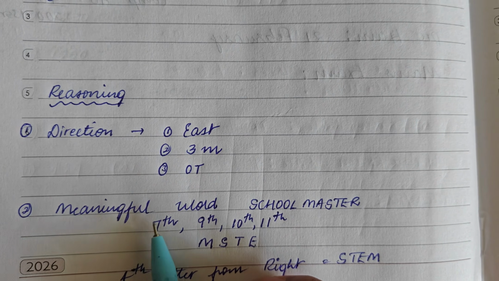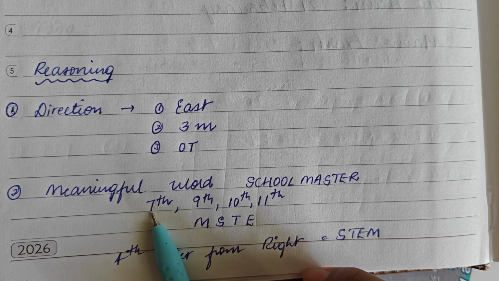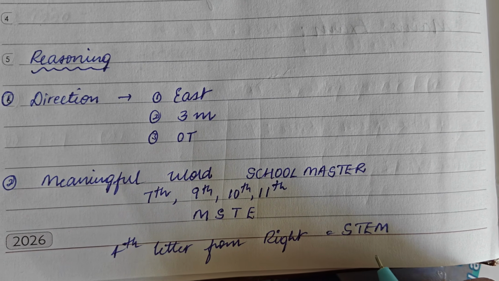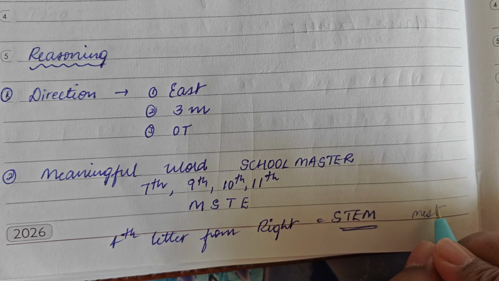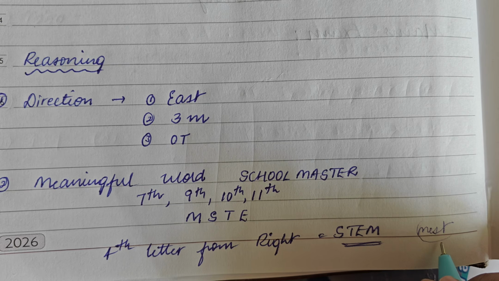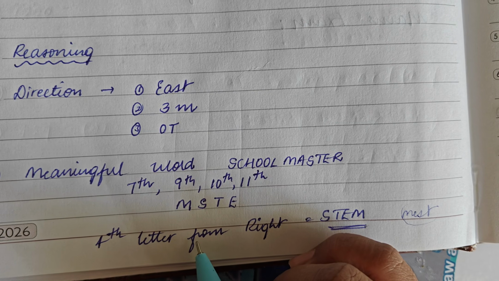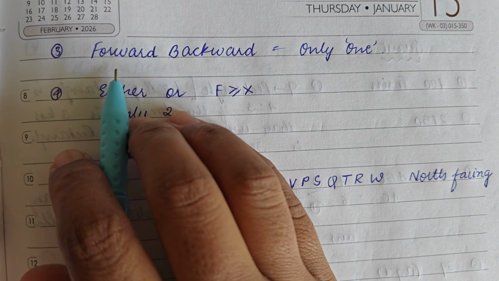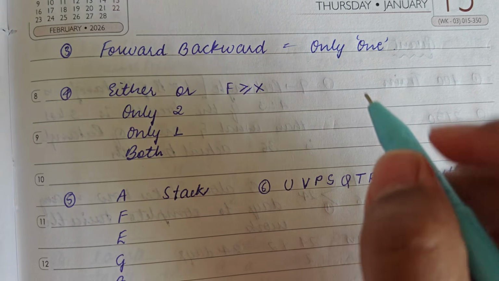Then coming to the meaningful word, there was one word given, that is schoolmaster, and we have to pick the 7th, 9th, 10th and 11th letters from it and make a meaningful word. In the question I got STEM as the only meaningful word. Another word was also forming, that is MEST, and I don't think there is any meaningful word for it, so I marked accordingly. In the question they asked which letter is fourth from the right, so the fourth from the right will be S. Then one was where we have to identify the number of letters between, both forward and backward, and I got only one as the answer.